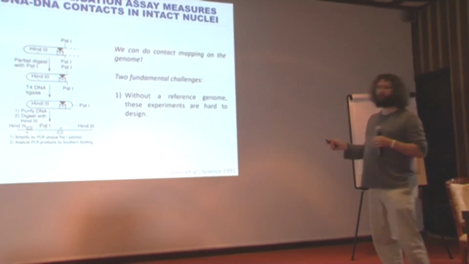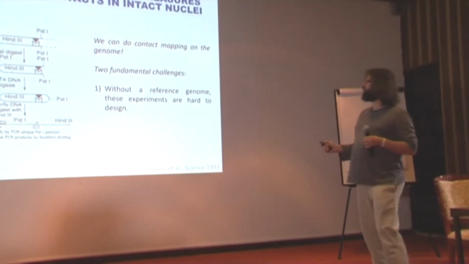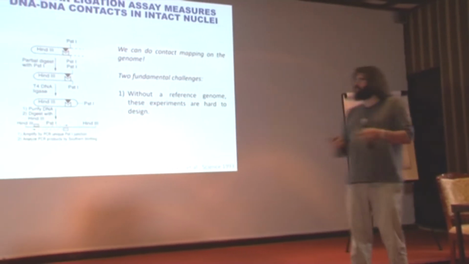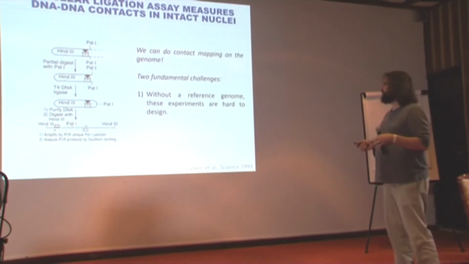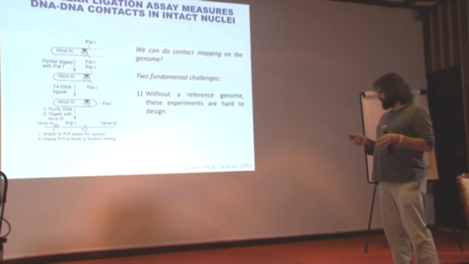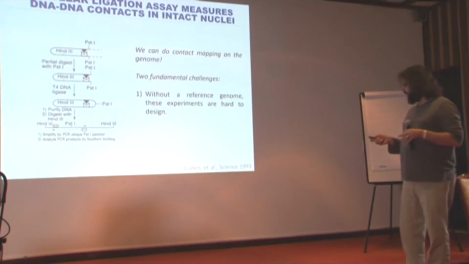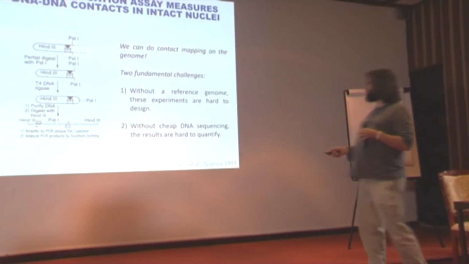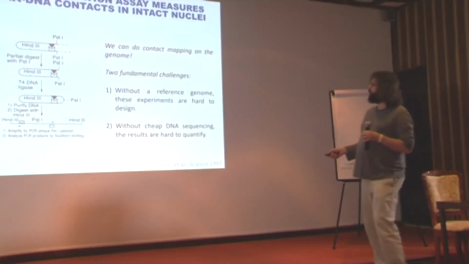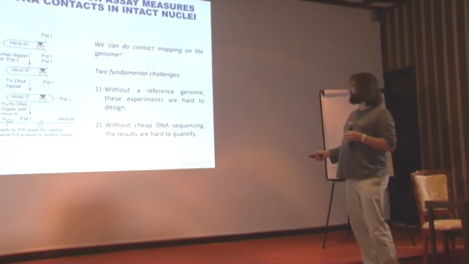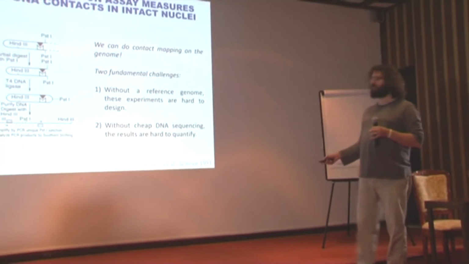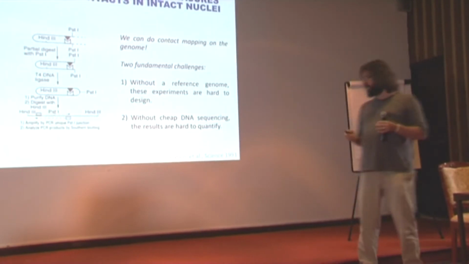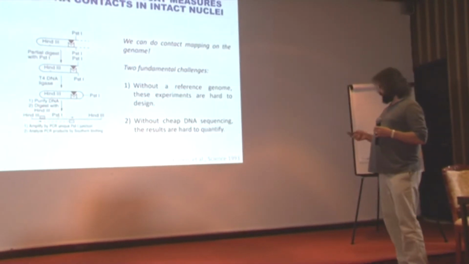So it demonstrated that you can do contact mapping on the human genome. And so the question is, why didn't people give the talks I'm about to give now, 25 years ago? It's because there were really two fundamental challenges. First, without a reference genome, these kinds of experiments are very hard to design. And in 1993, there was no human reference genome. And the second is that without cheap DNA sequencing, these results are very hard to quantify, because you'd have to do things like PCR against every locus that you're interested in, and this was a pain in the neck and very time-consuming.